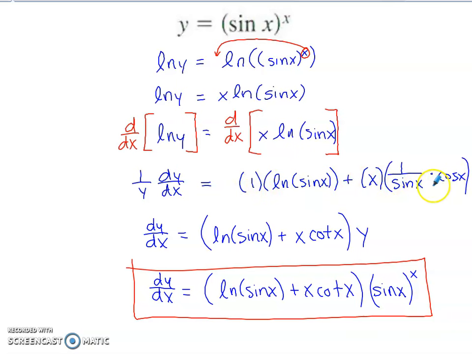If you want to clean this up a little bit, there's another step or two that we're going to do, so it's definitely nice to do that. I don't have to show this times 1. And then if I'm multiplying x with what basically is cosine of x over sine of x, that's really cotangent of x.